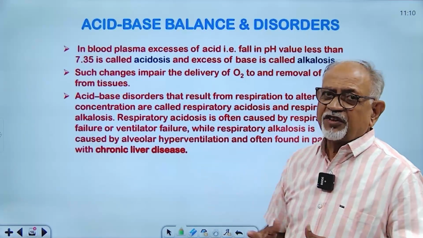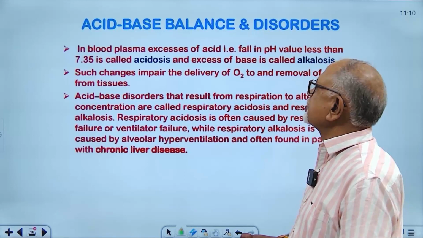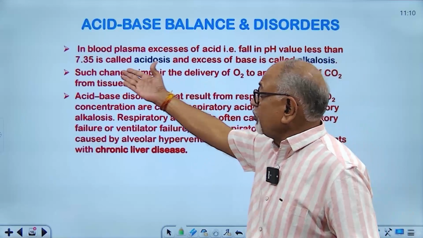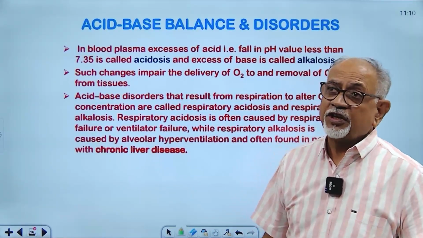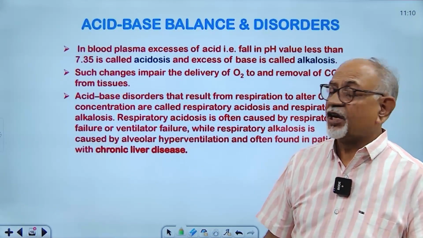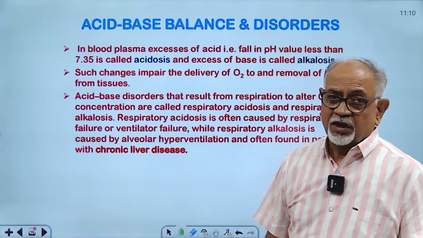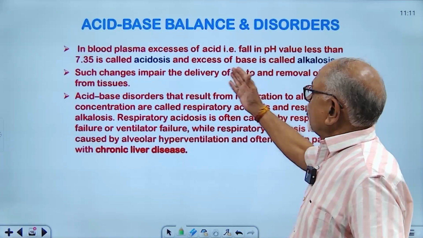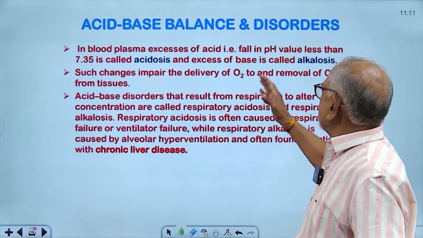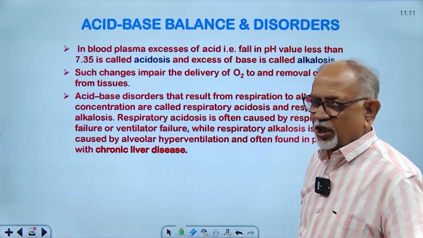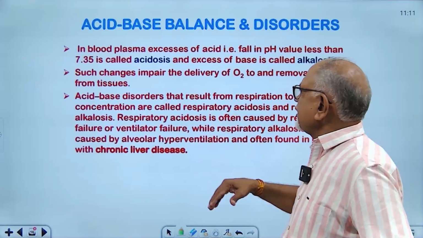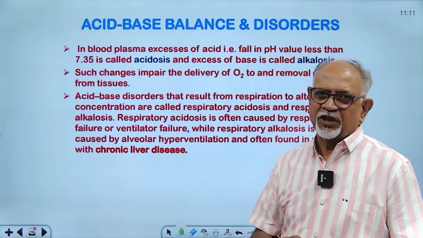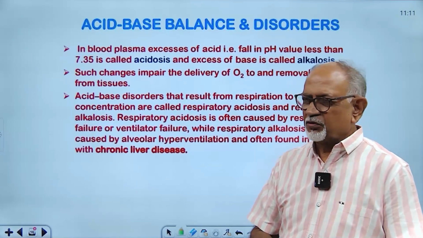Now, a proper acid-base balance has to be maintained in the body. If the pH is lower than 7.35, this phenomenon is called acidosis. Similarly, if the pH increases beyond 7.45, the phenomenon is called alkalosis. Such changes impair the delivery of oxygen and the removal of carbon dioxide from the tissue.